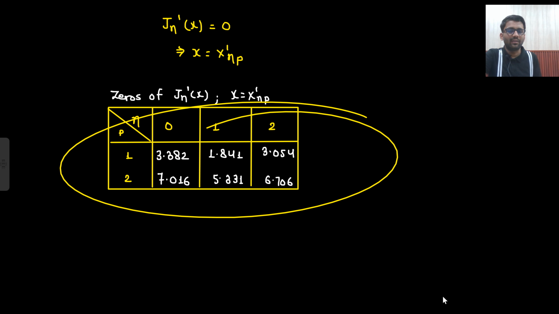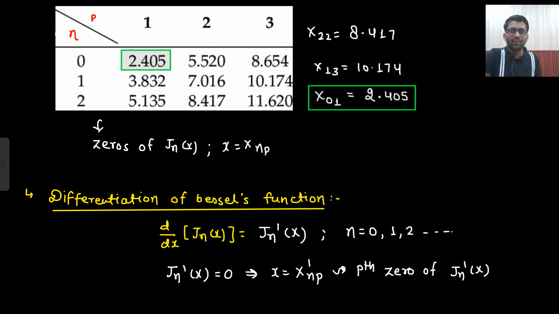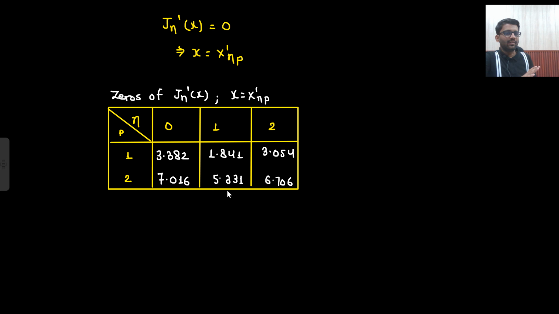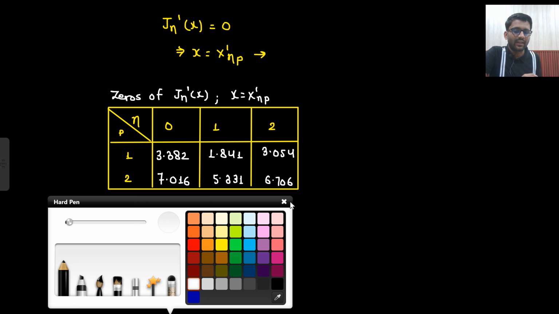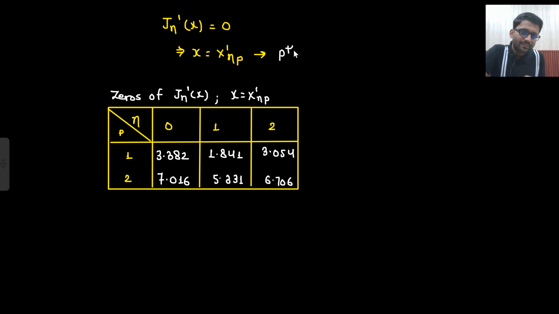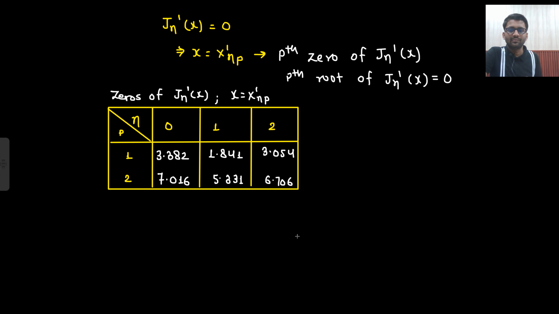So this is our new table. Similarly, we have drawn the table for this Jn dash x. So Jn dash x can also be 0 at x equals x dash np. What is this x dash np? This is the pth zero of Jn dash x, or you can say the pth root of Jn dash x equals 0.